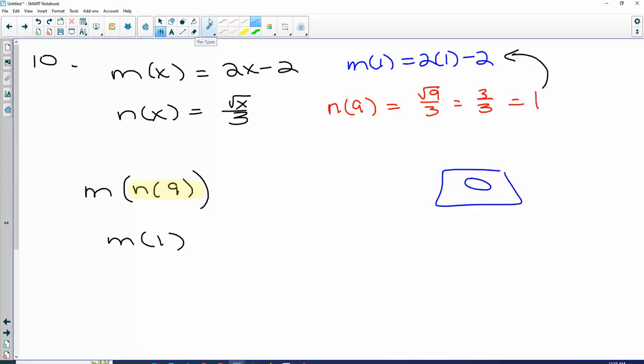So if you have multiple functions, always start on the inside, get your answer, you take that answer and plug it into the next one. And you can do that repeatedly. So if I had more than 2 functions, you just keep working it. Take your answer and plug it into the next one.